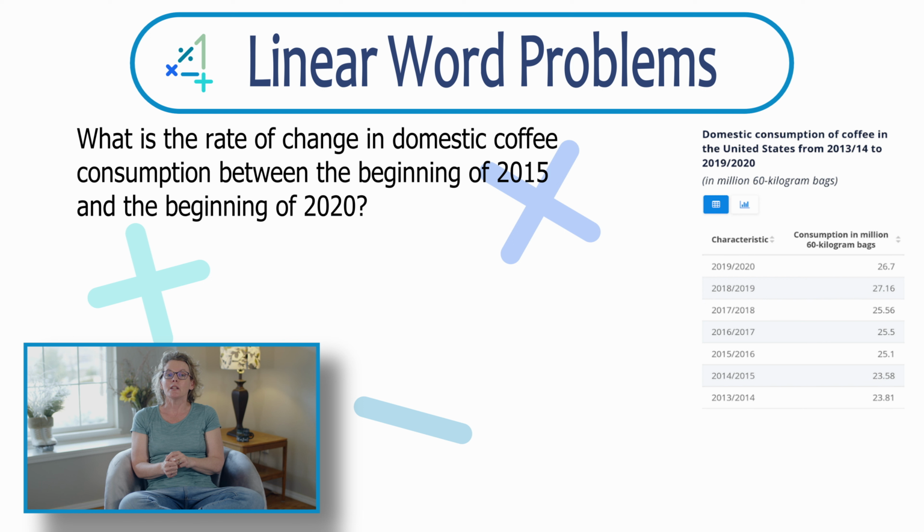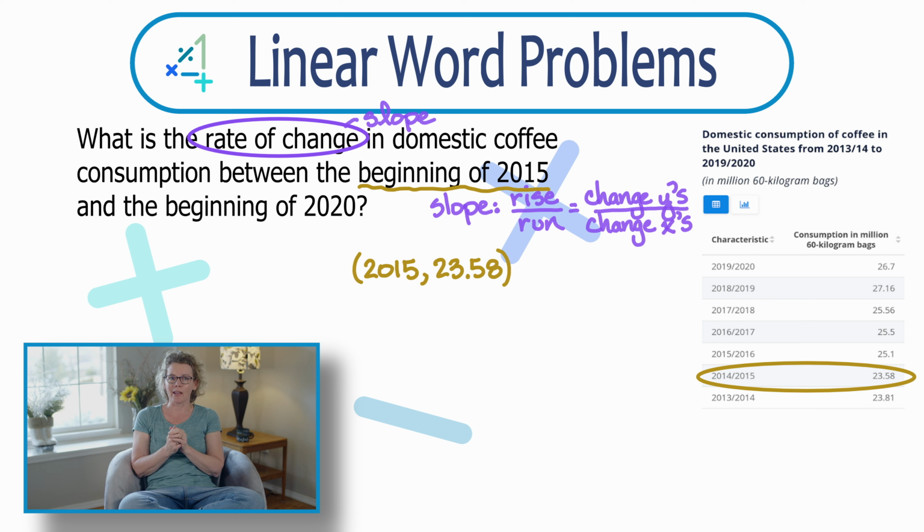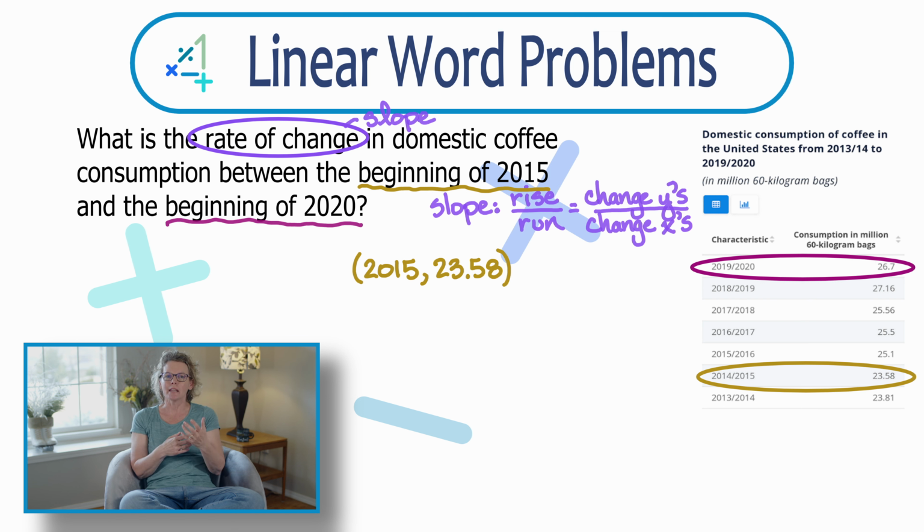Rate of change is another phrase for slope. We know that slope is rise over run, or the change of y's over the change in x's, and the x's are almost always time. We'll take 2 points off of this chart. When they say beginning of 2015, I'll use the data from 2014 to 2015, where it's 23.58. Then the other point is 2019 to 2020, and its value is 26.7.